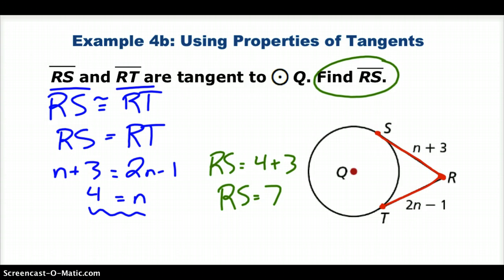Okay, so hopefully now you guys feel confident using these different theorems that we've learned today, learning about the different lines and segments that can go through on the inside or the outside of a circle.